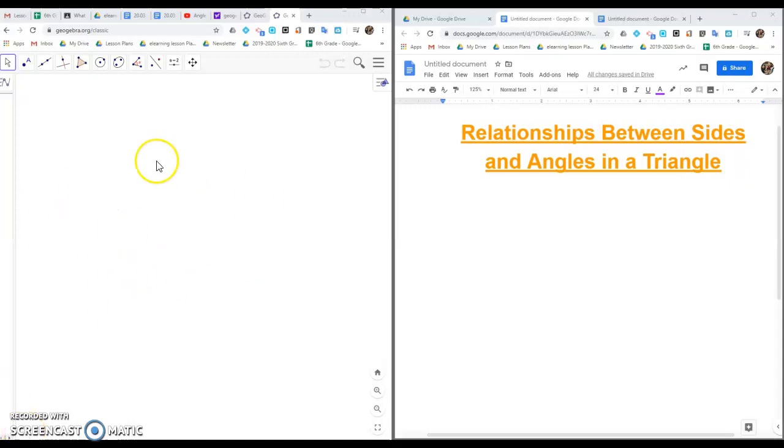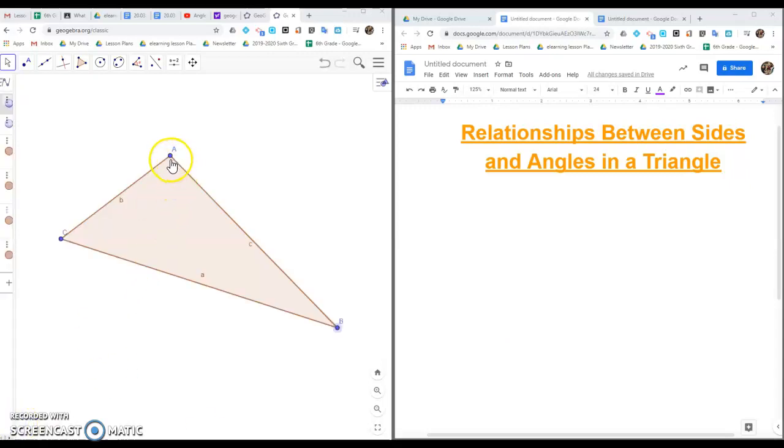So what I'm going to do over here is I'm going to create a triangle, and then over here we're going to do the mathematical part of our work today. So let's get a triangle up. All right, so we have triangle ABC. That's how we identify triangles, by their angles, A, B, C, and it's usually in alphabetical order.